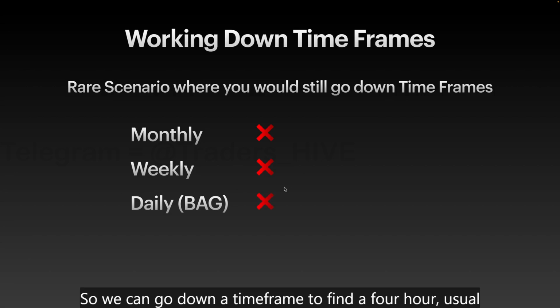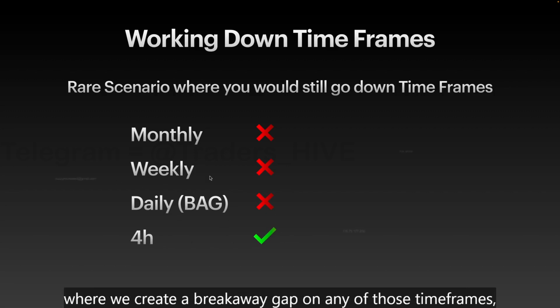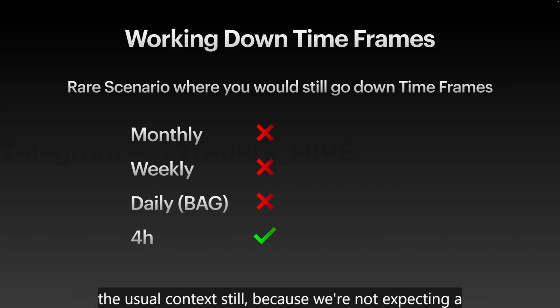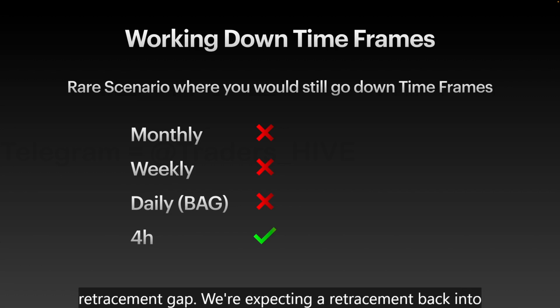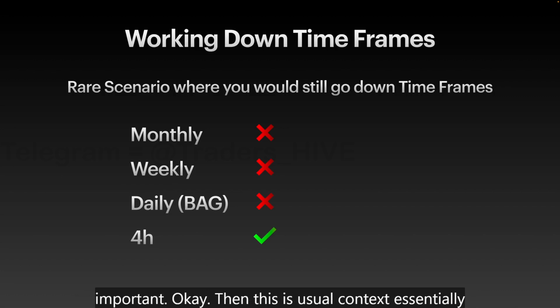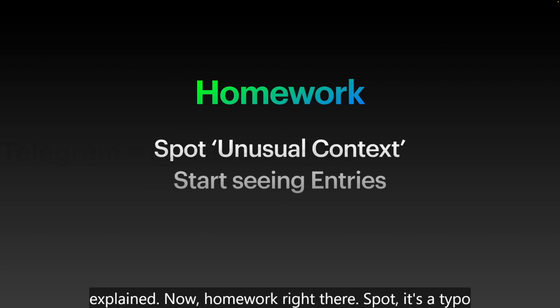So we can go down a time frame to find a 4 hour usual context, 4 hour fair value gap instead. So in a scenario where we create a breakaway gap on any of those time frames, you can still go down a time frame, down time frames, to find the usual context still, because we're not expecting a retracement back into that breakaway gap. So it's not usual context for us. Very important. Okay, then this is usual context essentially explained.